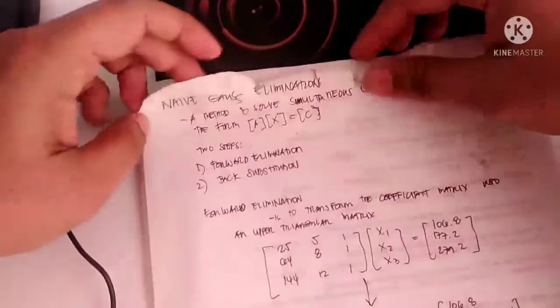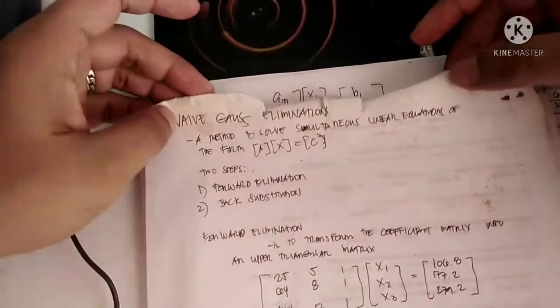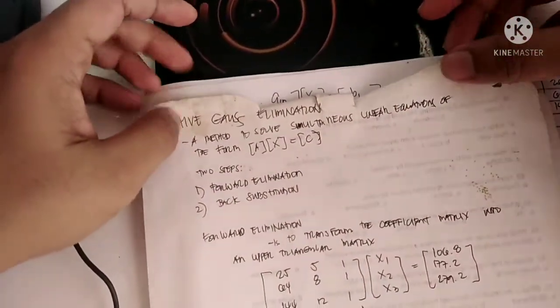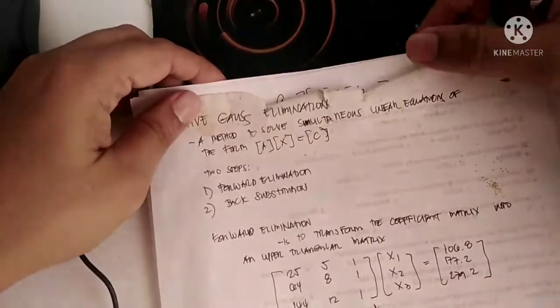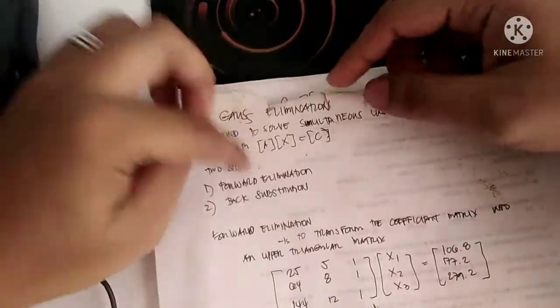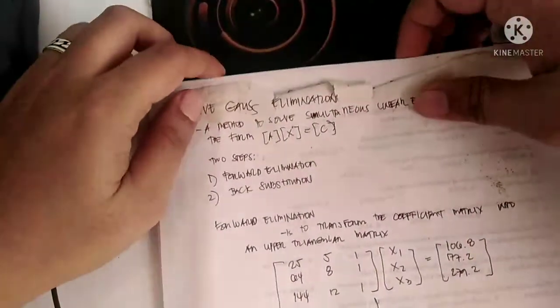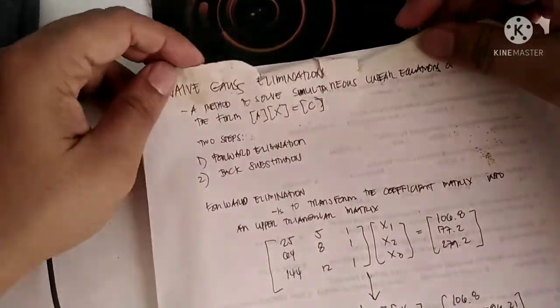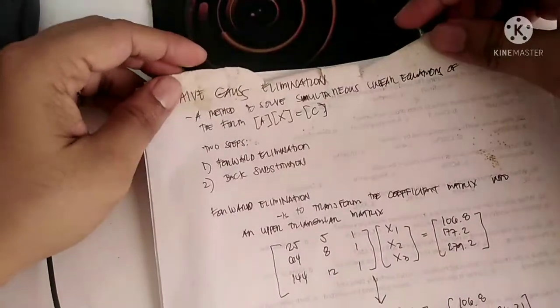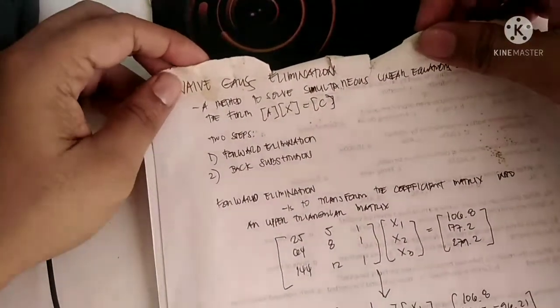Hello, good day. We're going to talk about the Gauss elimination. It is a method to solve simultaneous linear equations of the form A, the coefficient matrix, times the variable, equal to the constant matrix.